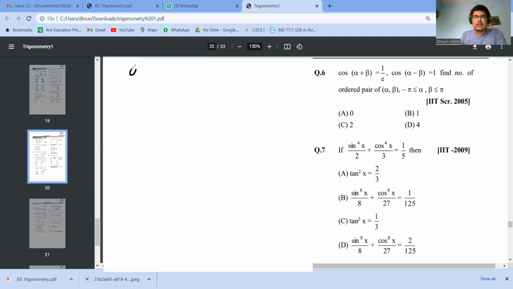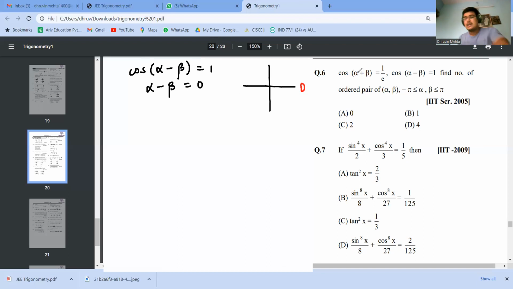So first of all, cos of alpha minus beta is 1, guys. Let us analyze this a little. You have to tell me cos of which angle is 1. Yes, guys. Cos of which angle is 1? Cos 0 is 1. So we have cos of alpha minus beta equal to 1, which means alpha minus beta is equal to 0.